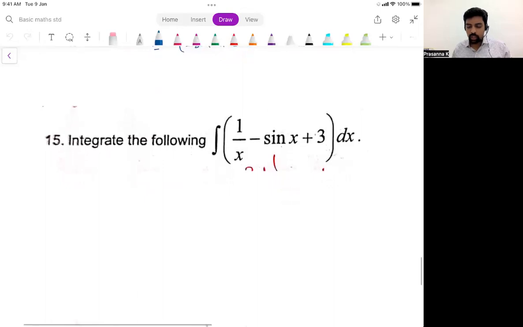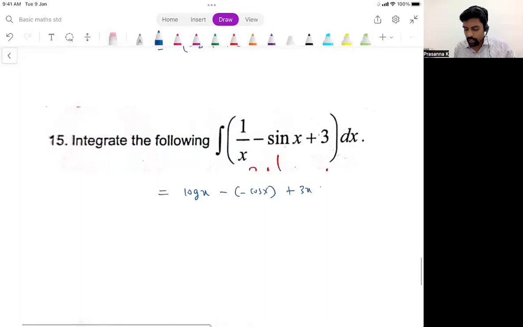Then 15th question, integrate the following: 1 by x minus sine x plus 3. So we know very well that differentiation of log x is 1 by x. Therefore, integration of 1 by x will be log x. Minus, differentiation of sin x is cos x, but integration of sin x is minus cos x. Plus integration of 3 is 3x plus constant. So I will get log x plus cos x plus 3x plus constant.